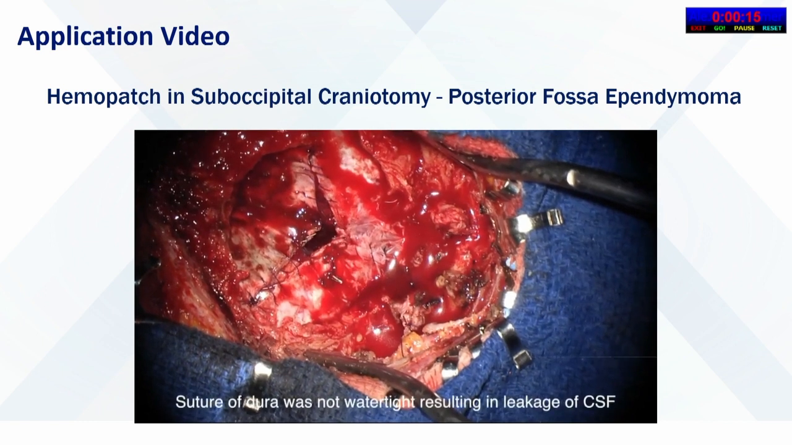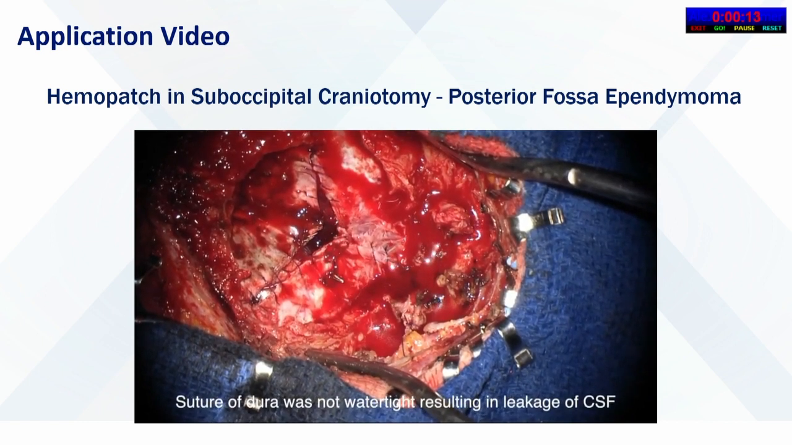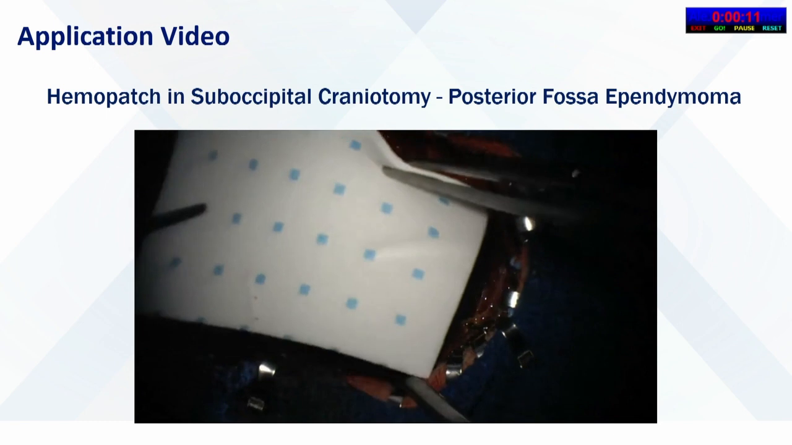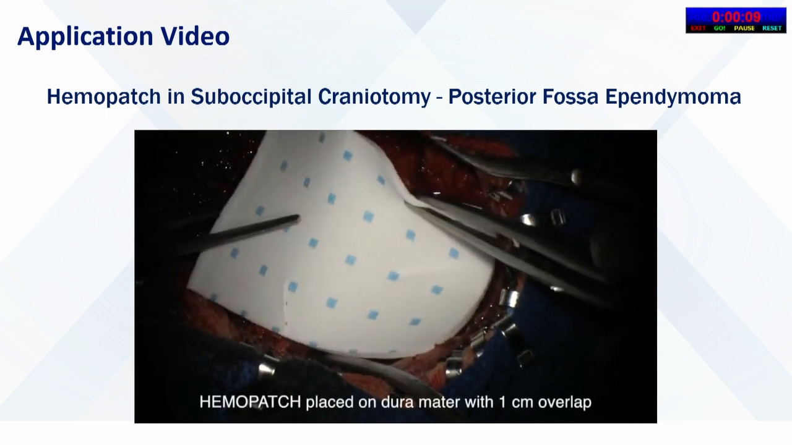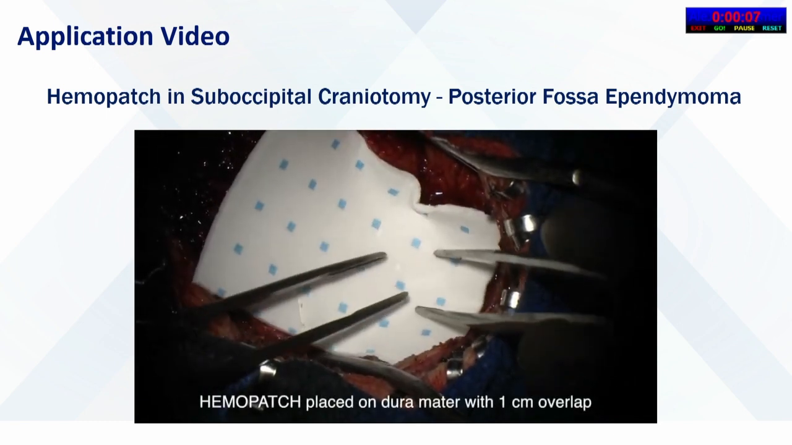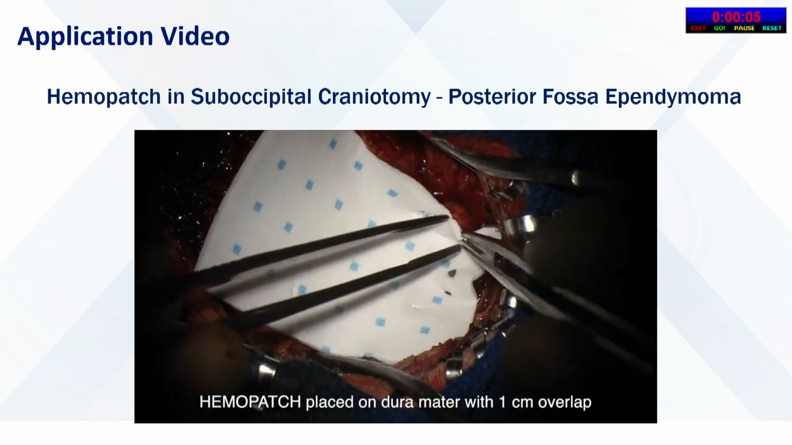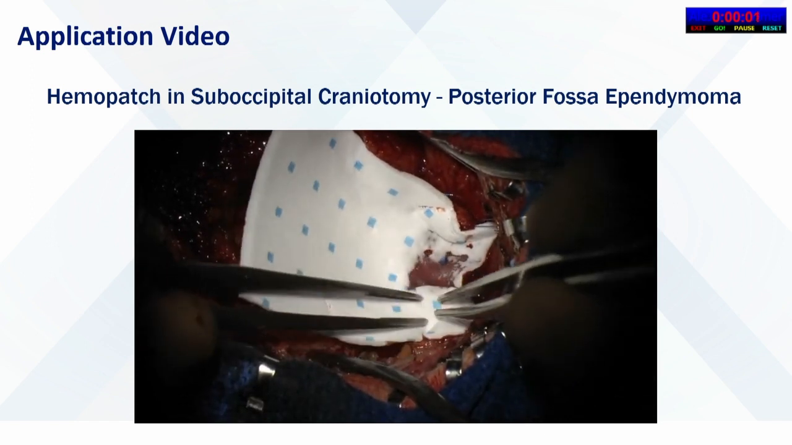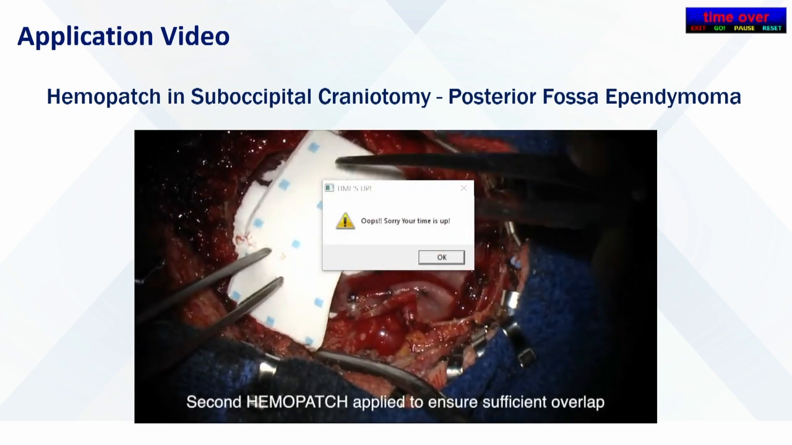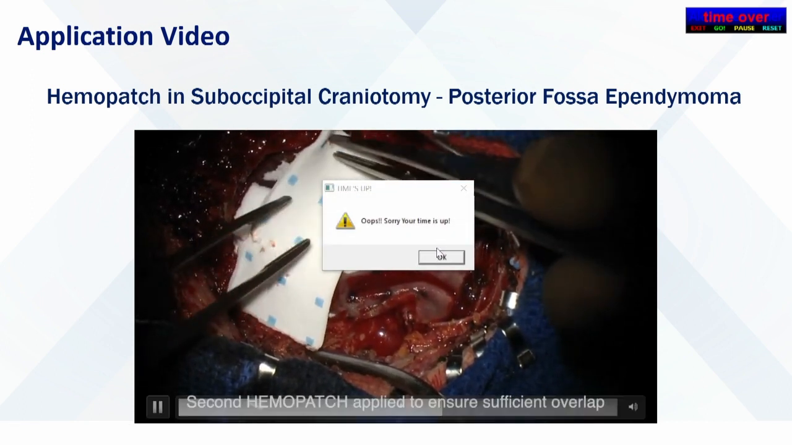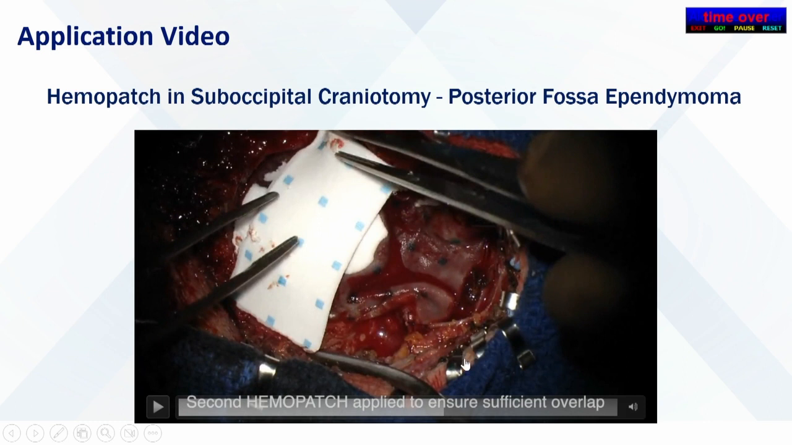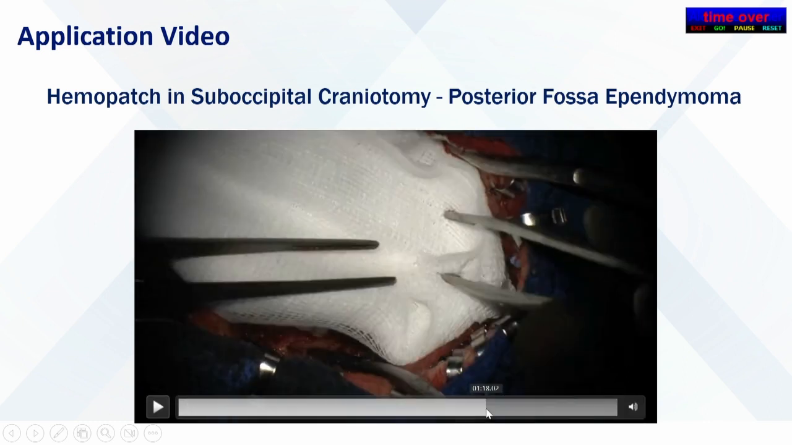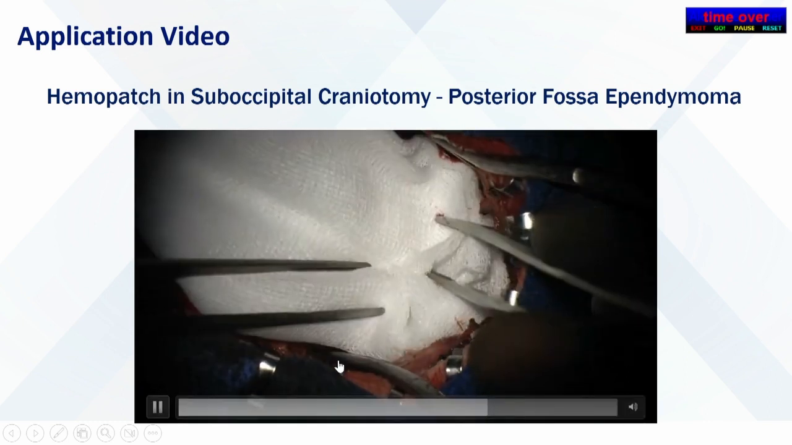There are small gaps in the dura here, you can see. After putting Hemopatch over this, it acts as a hemostat in this case. Another thing is it augments the dural closure technique, so it can cover small gaps. So it can prevent a CSF leakage in these kinds of cases. You can use multiple patches. Right, so this is how we can use it.